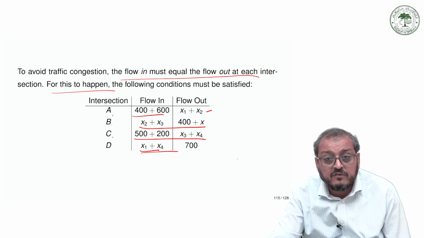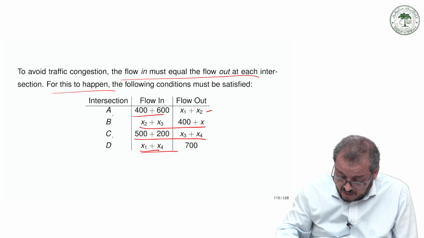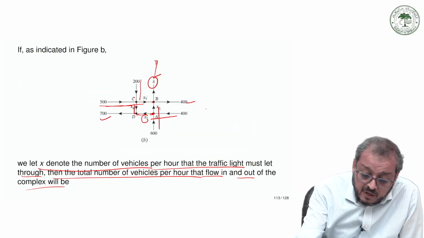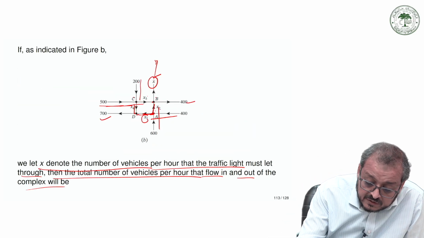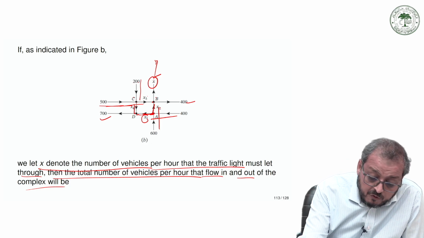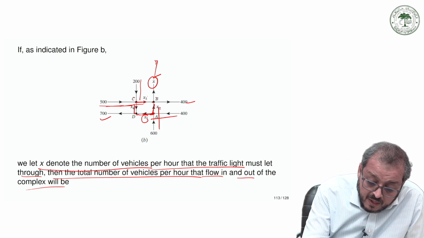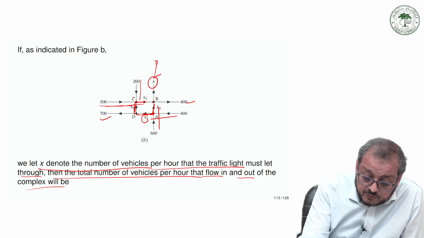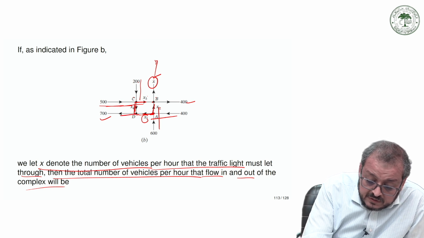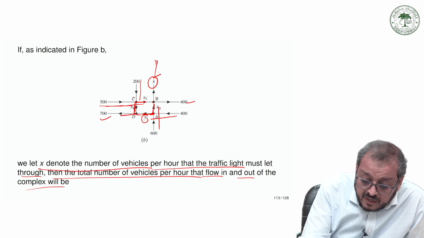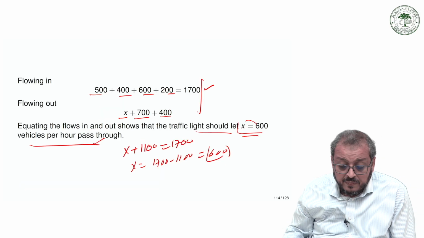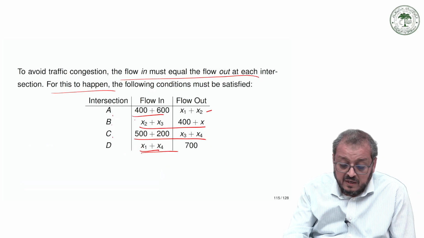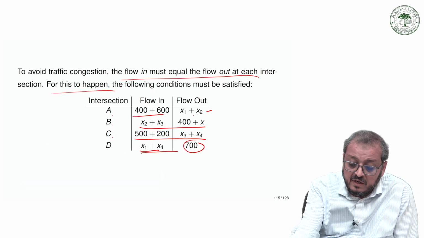Similarly, we can write the flow out for A. If you take the flow out of A in this direction and this direction, you have x1 plus x2. For the flow out, x3 plus x4. For D, the flow out is equal to 700.